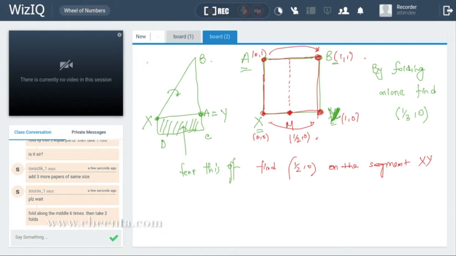Okay, maybe I'll give you a little hint. First, find out the diagonal. So, step one, find the diagonal. How do you do it? How would you find the diagonal?